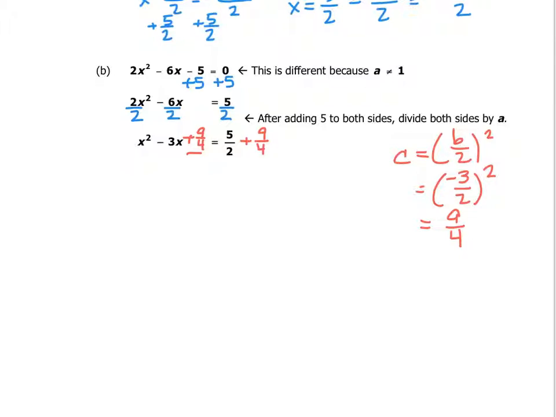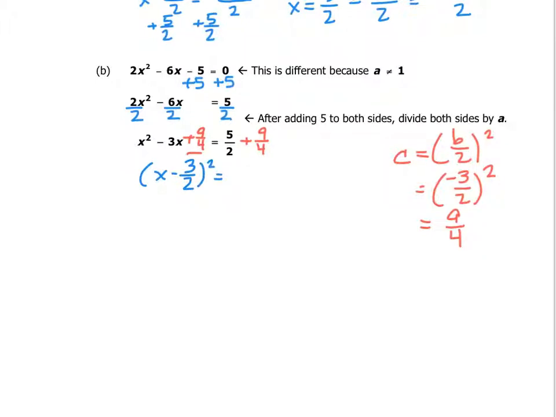So on the left-hand side, I need to factor this. Remember, when we factor this, the number that's going to be in my factor is the square root of this, which is right over here. It's this, negative 3 over 2. So when I factor this, this is going to be x minus 3 over 2 quantity squared.